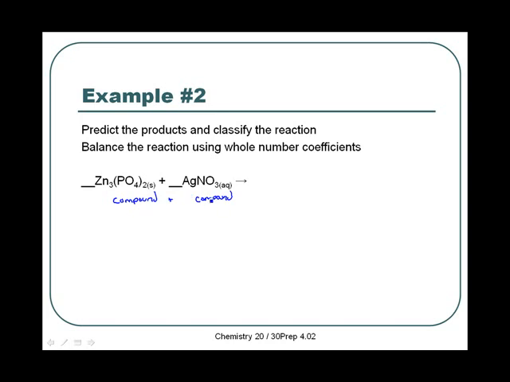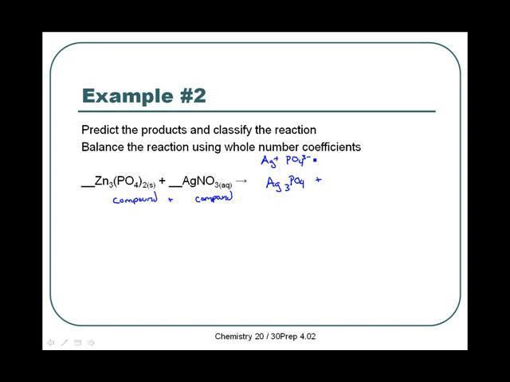So we got a compound plus a compound, and so what's going to happen is our metals are going to switch spots. So our silver is going to end up with the phosphate, and we're going to use our ion formation theory to figure out what the compound is going to be. Silvers are 1 plus, phosphates are 3 minus, so our compound, in order to have a balanced compound with a zero charge, it's going to be Ag3PO4.